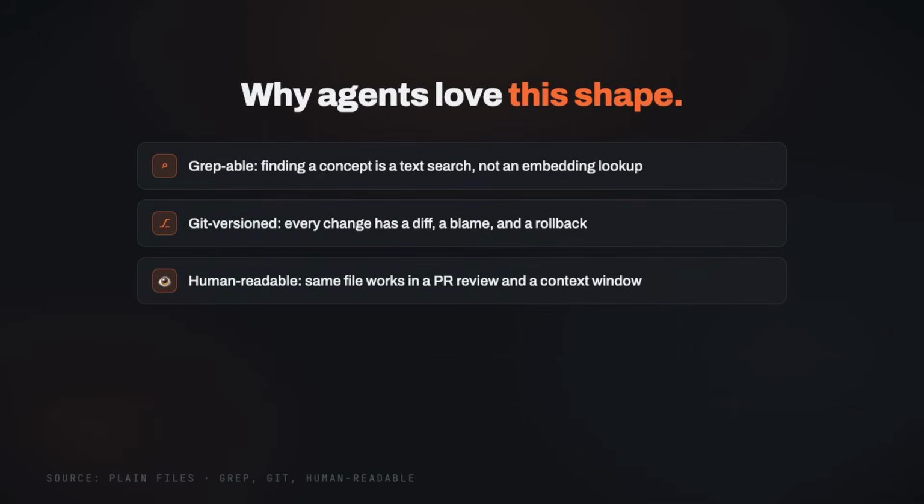Why do agents love this shape? Because it is greppable. Finding a concept is a text search, not an embedding lookup. It is also Git versioned. Every change has a diff, a blame, and a rollback. And it is human readable as well. The same file works in a pull request review and in a context window.